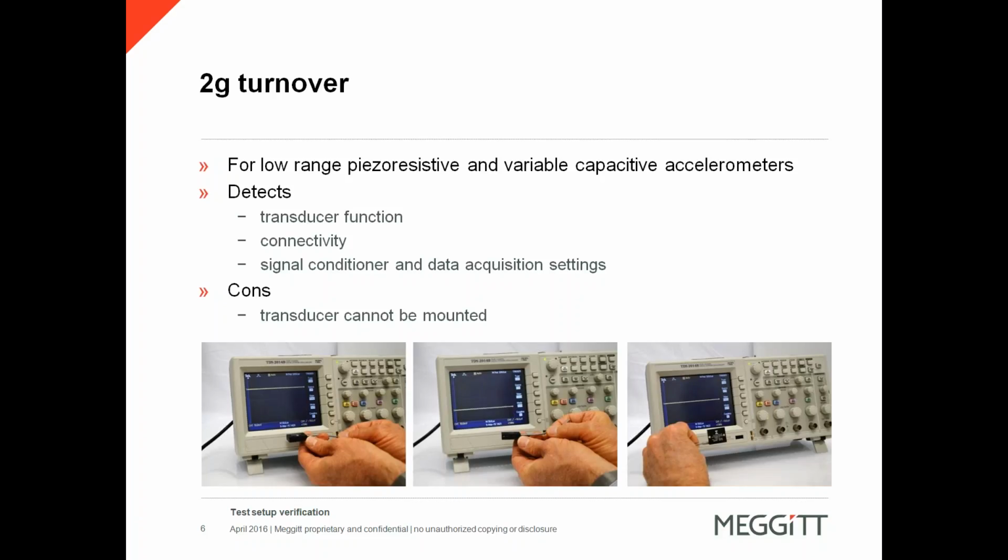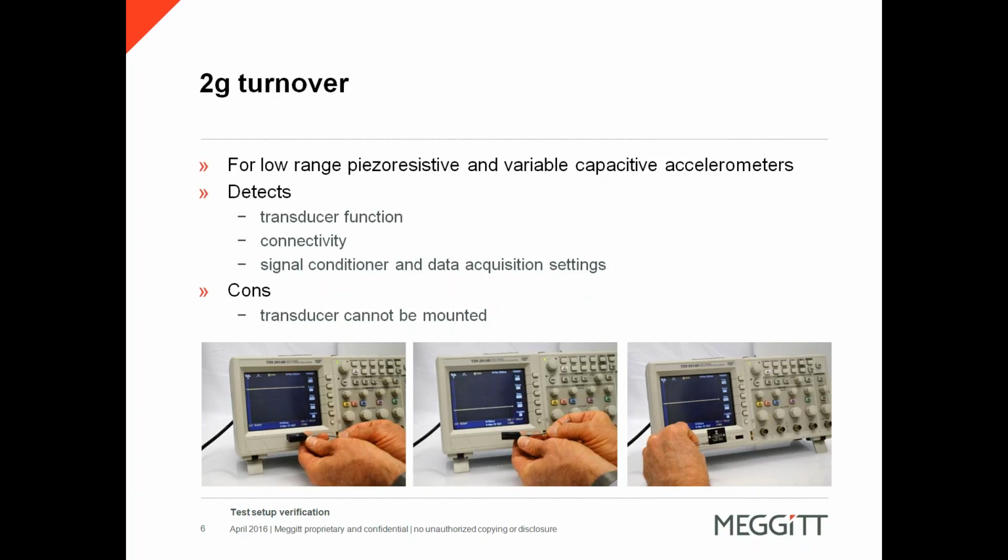As you can see on the slide, a very simple validation test method is a 2G turnover test, which verifies the entire system and is accomplished by simply orienting a low-range accelerometer to measure the acceleration due to gravity. Take one reading and then turn it upside down by 180 degrees in the sensitive axis to take a second reading. This would be appropriate for low-range piezoresistive and variable capacitance accelerometers.